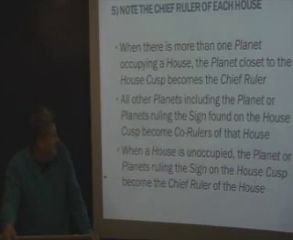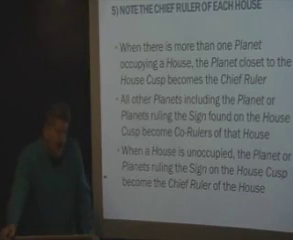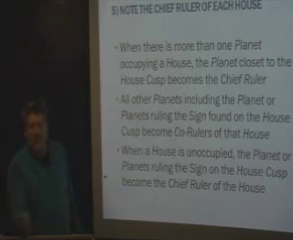And, Walt, when a house is unoccupied, it still has a ruler, because we look either at the planet or planets ruling the sign on the cusp. Now again, there are 3 signs which have dual rulers. Scorpio has Pluto and Mars. Aquarius has both Uranus and Saturn, and Pisces has Jupiter and Neptune. So that's when I say planet or planets. Those 3 signs have dual rulership, and we have to look at both rulers.